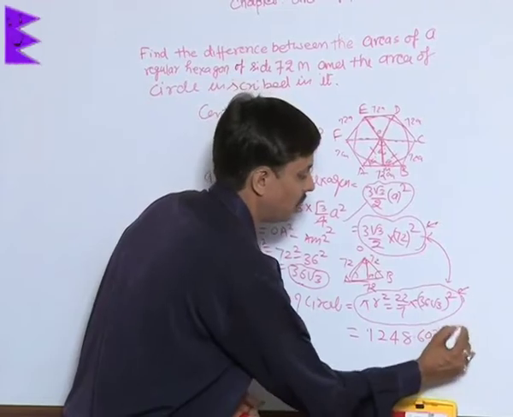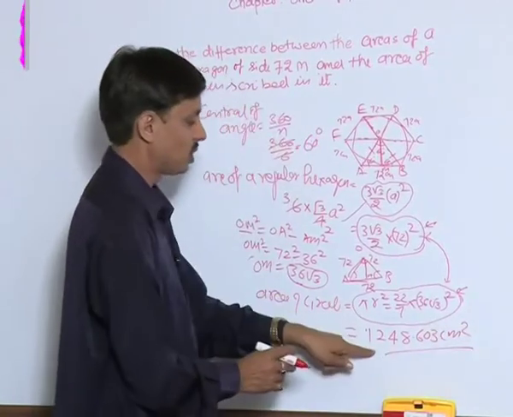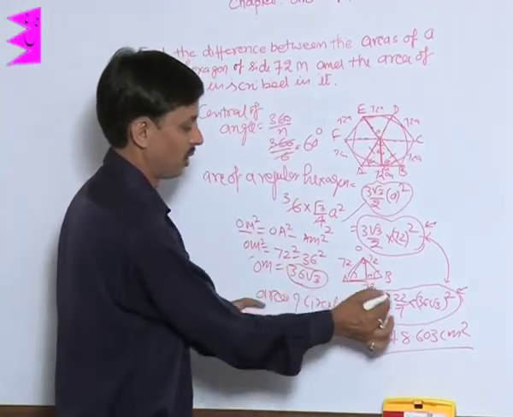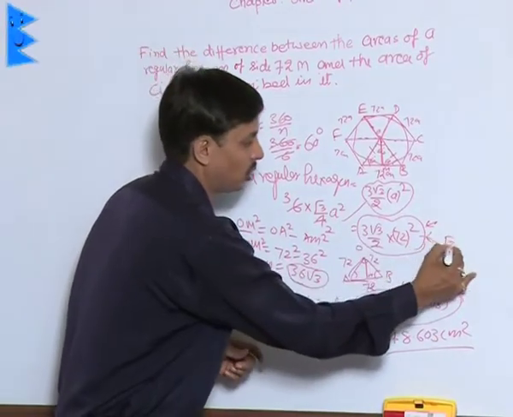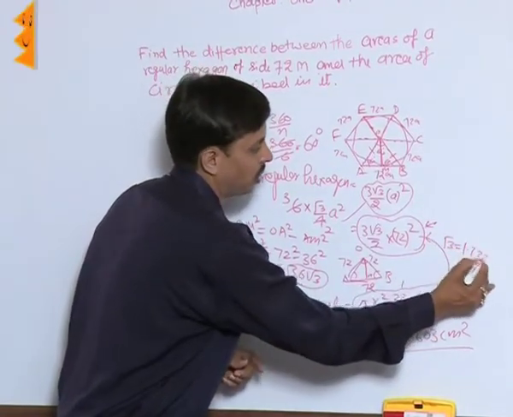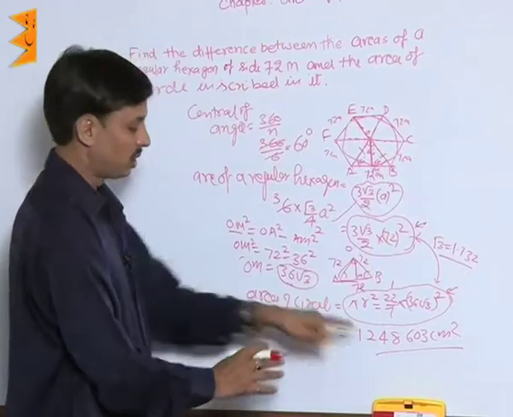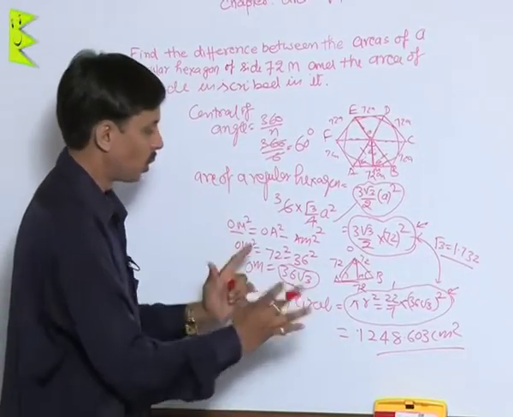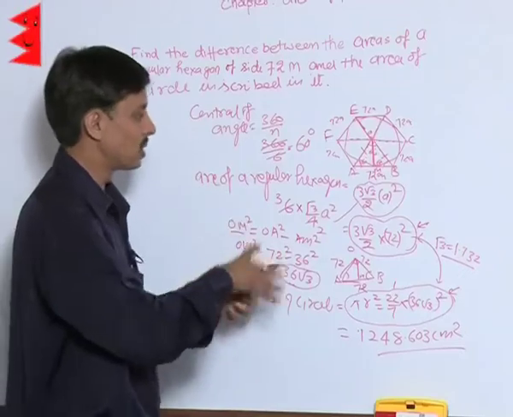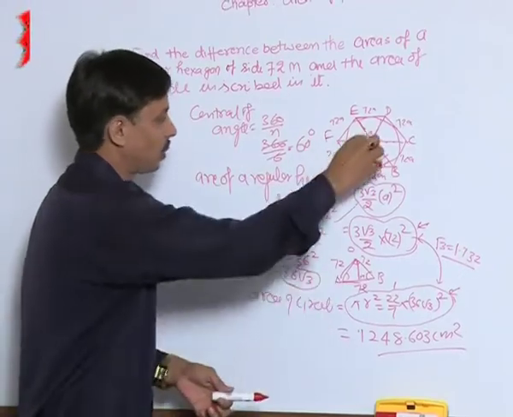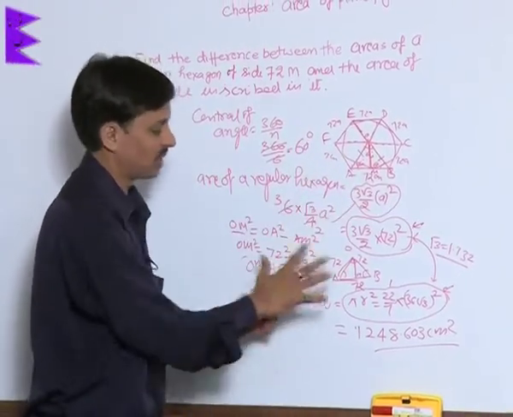1248 centimeter square. So this is the area. By putting the value of pi, and root 3 as 1.732, this is the difference. So you can apply some results by using some conversions, like how to calculate the radius as I have applied.